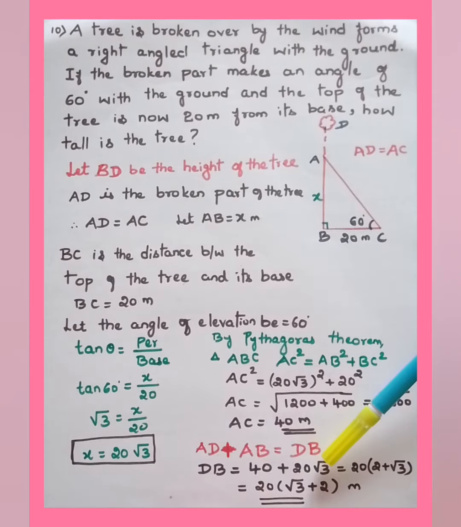So this 20 you can take out as common. You can write 20 into 2 plus root 3, or the same thing you can write as 20 times root 3 plus 2. So this is the answer. Further you can simplify by substituting the value of root 3 and then you get the answer in decimals also, no problem. If not, you can keep it like this.